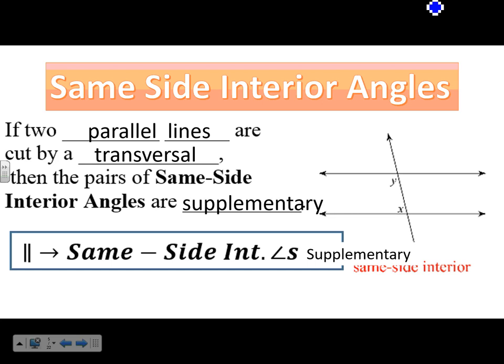They're supplementary. This is the only one out of the four pairs that we're learning that's supplementary. They add up to be 180 degrees. That's the only one like that. So make sure you realize that those are supplementary.